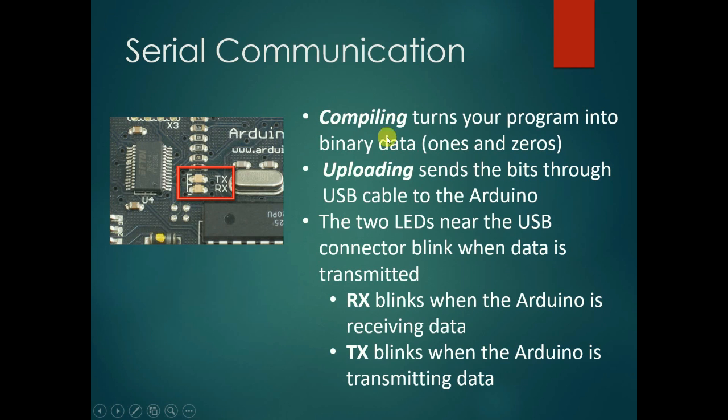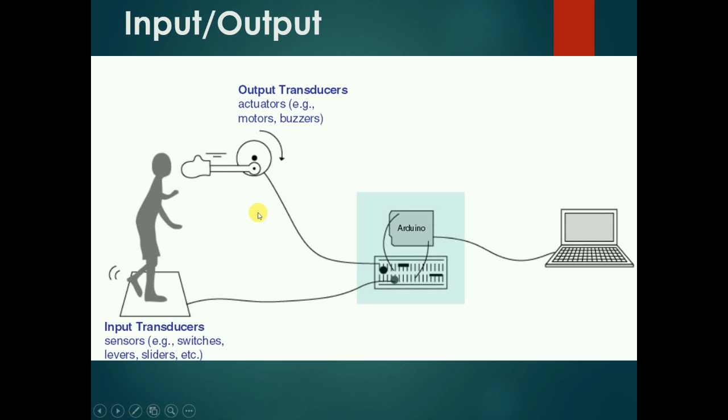Compiling turns your program into binary digits, ones and zeros, and uploading sends these bits through a USB cable to the Arduino. This is the serial communication starting part. There are two LEDs, RX and TX. RX blinks when Arduino receives data, TX blinks when it transmits data. So with this we can satisfy ourselves that communication is taking place.